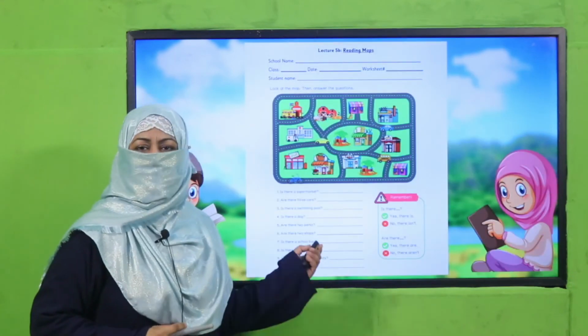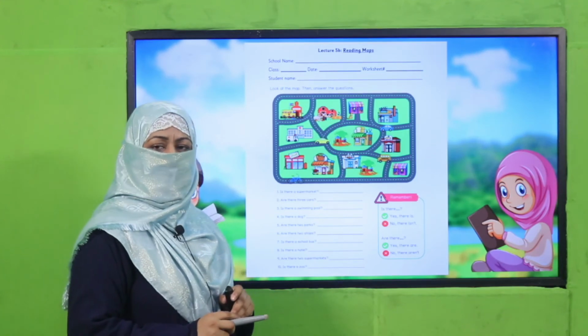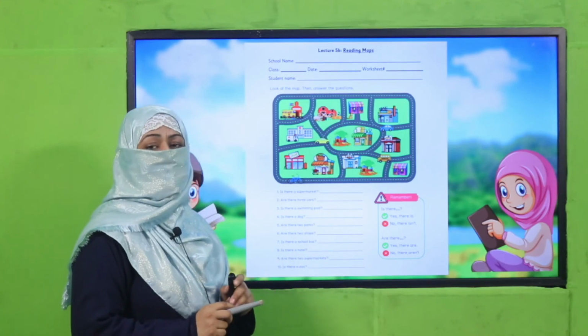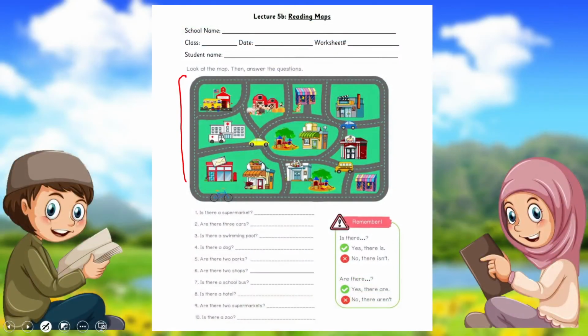My dear fellow teachers, this worksheet, lesson plan, PowerPoint presentation links are given. Kindly download it and provide a printed worksheet to students for practice. And my dear children, what you will do, you will look at this map and you will answer these questions by looking at the map and finding out what is where.